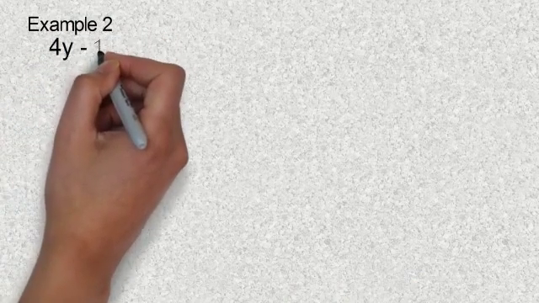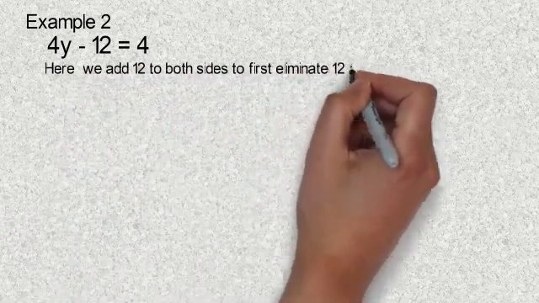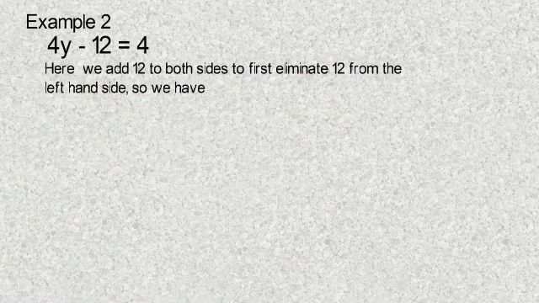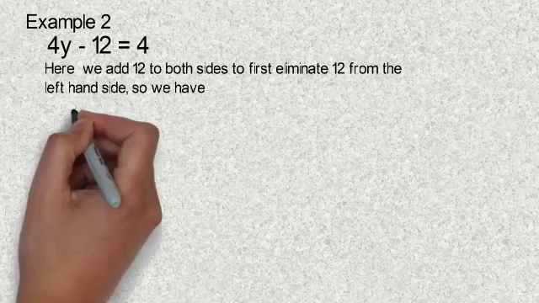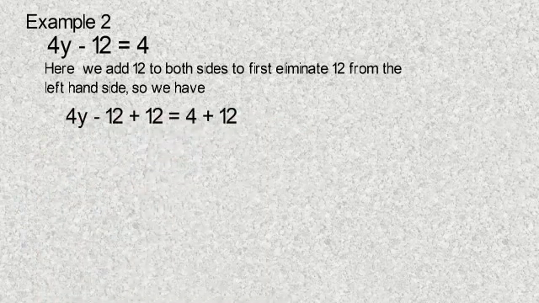So let's solve another example here. Example 2 says 4y minus 12 equals 4. Here, you know what you should do first. You first have to eliminate 12. So what do we do here? We add 12 to both sides of the equation for us to eliminate 12. So we have 4y minus 12 plus 12 equals 4 plus 12.